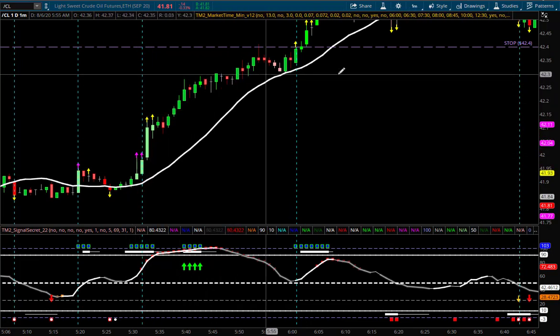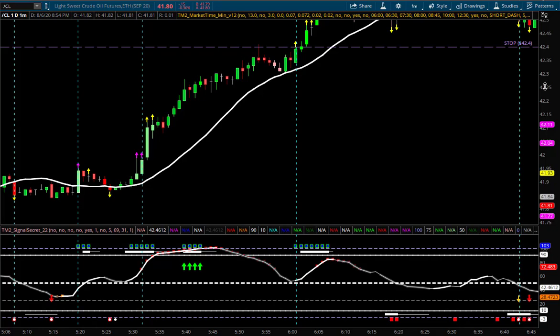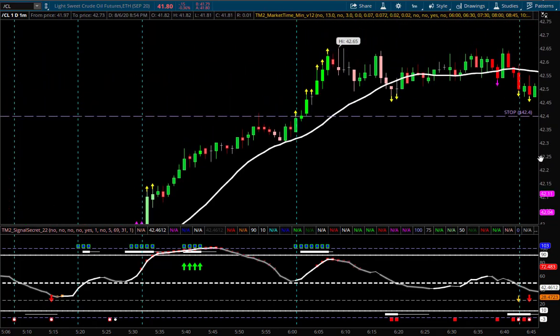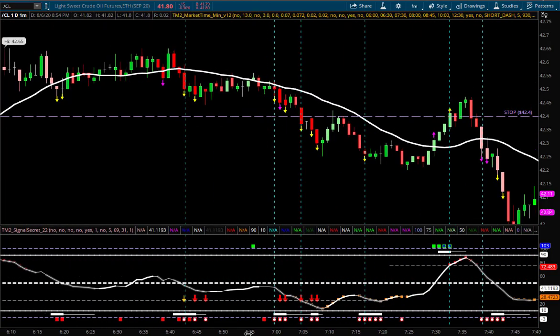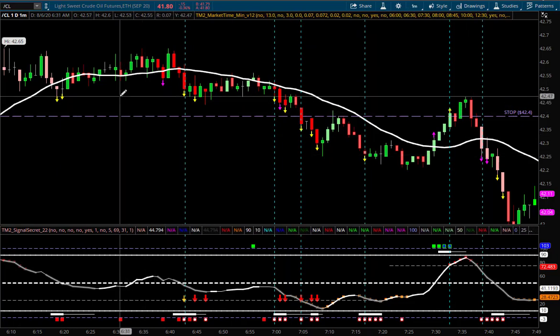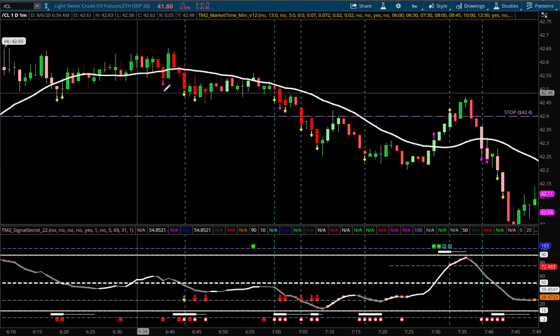So this translates into a nice ride up. All right, we follow that up. You can see several signals along the way. Here we are coming into the U.S. markets open at 6:30 Pacific time.